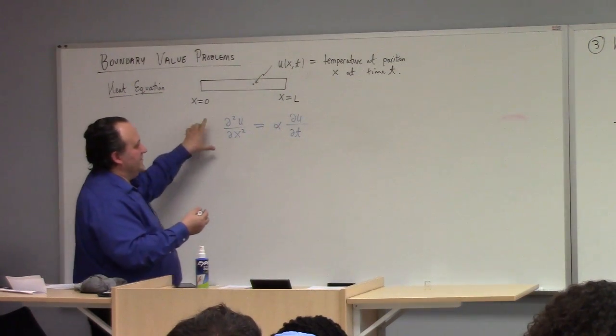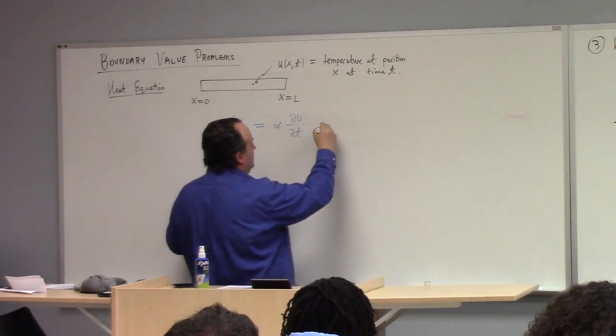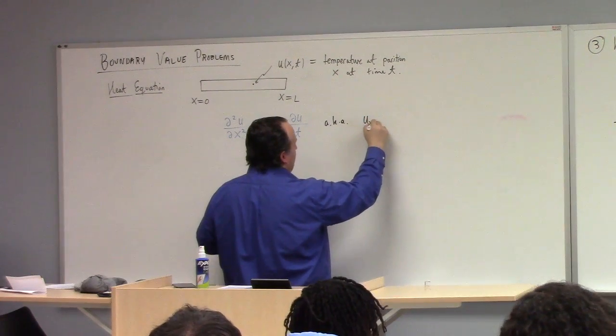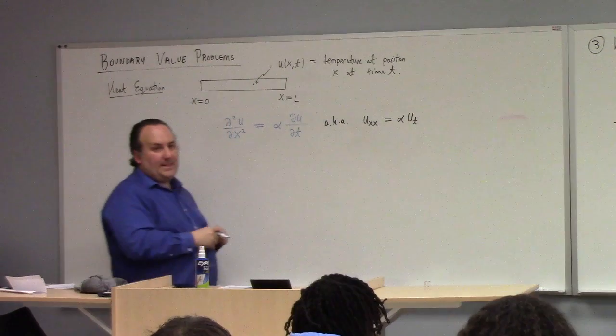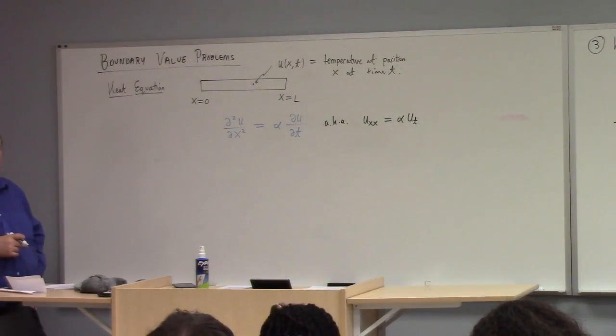Now, this notation is kind of obnoxious. So sometimes we'll talk about it as u_xx equals alpha u_t, all right? Like that.